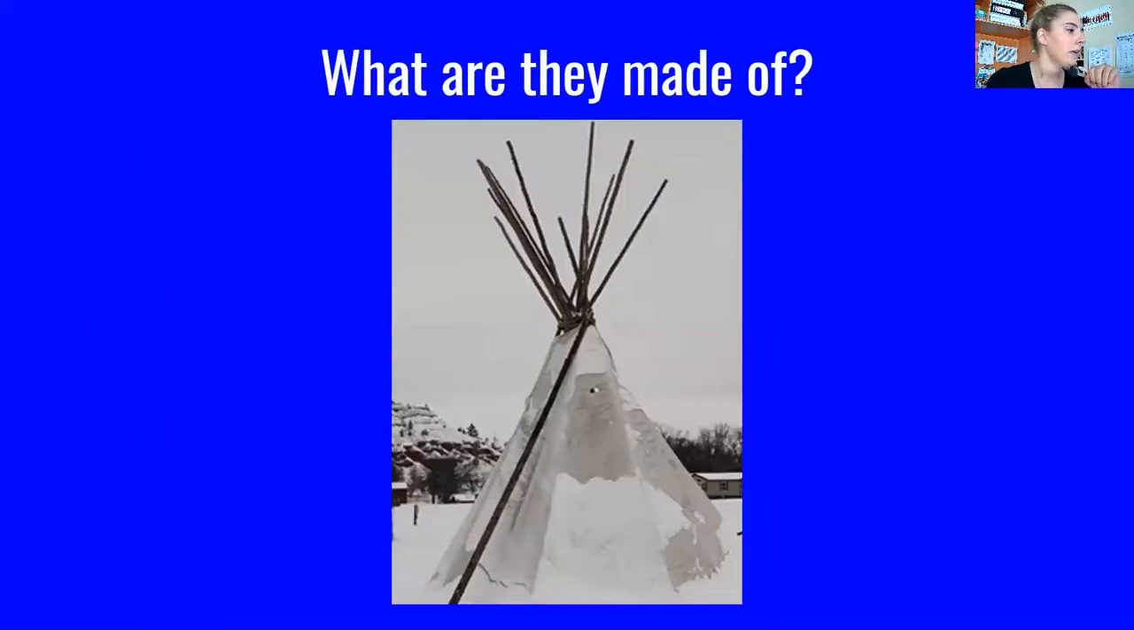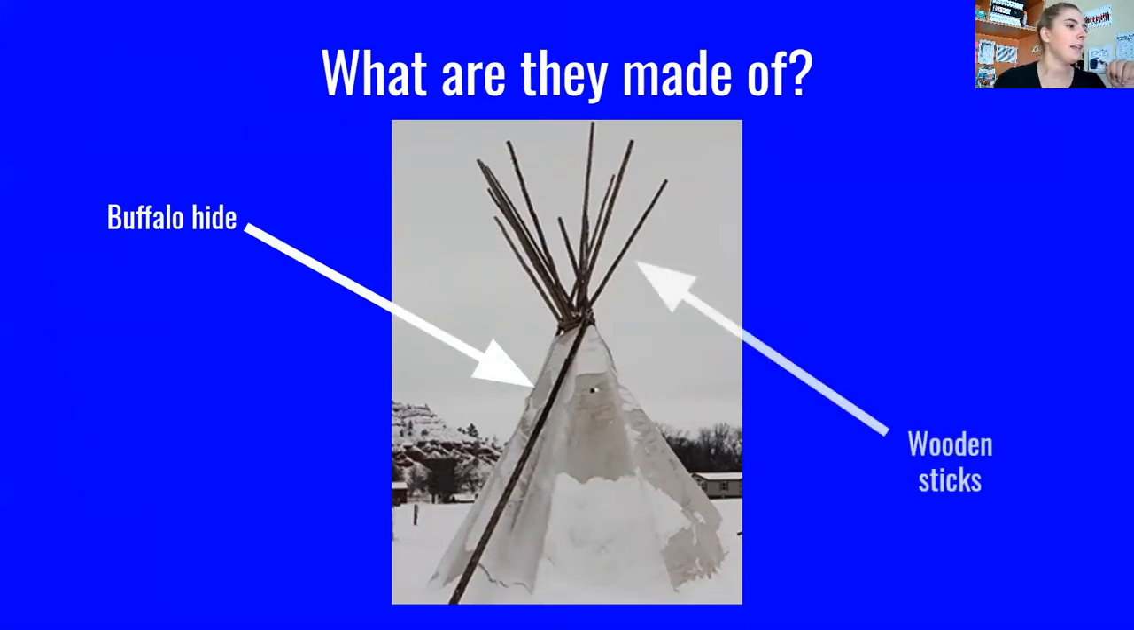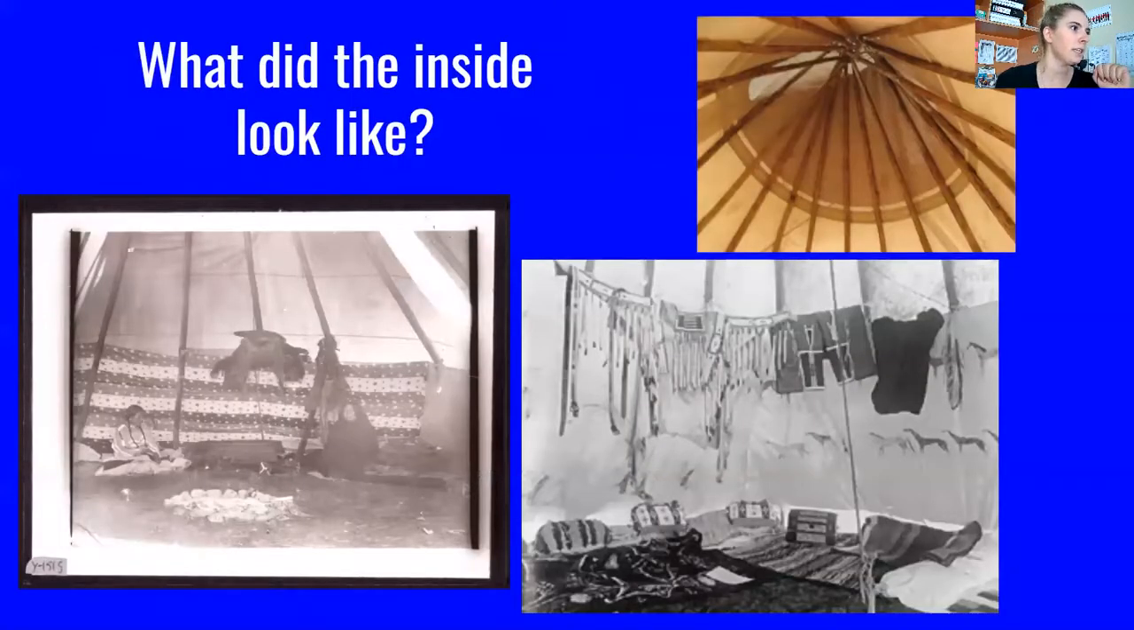What are teepees made of? So this part, all around here, this was made of buffalo hide, which is the skin of a buffalo. And then they were also made with wooden sticks. This is what the inside looked like. This picture at the top, this is the top of the teepee. You can see all the sticks going up inside of it. They had blankets, they had fires and things like that. Sometimes they would paint on the insides of the teepee walls.